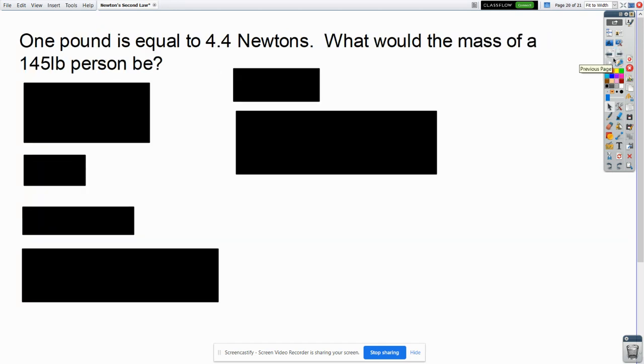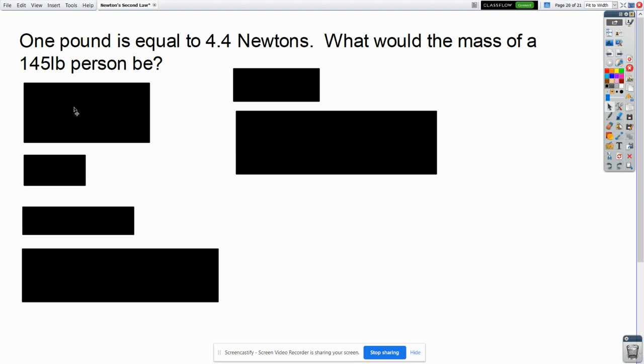1 pound is equal to 4.4 newtons. Again, we talked about this in the force video. It's approximately a quarter pound for every newton. What would the mass of a 145-pound person be?